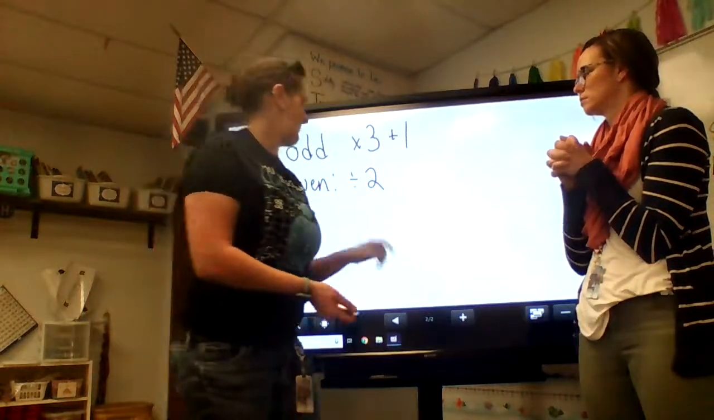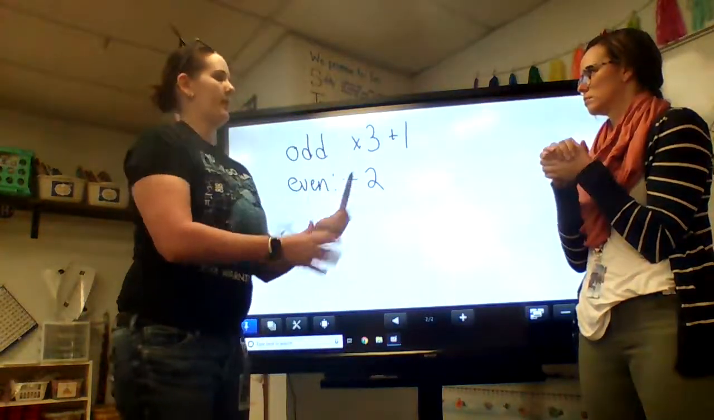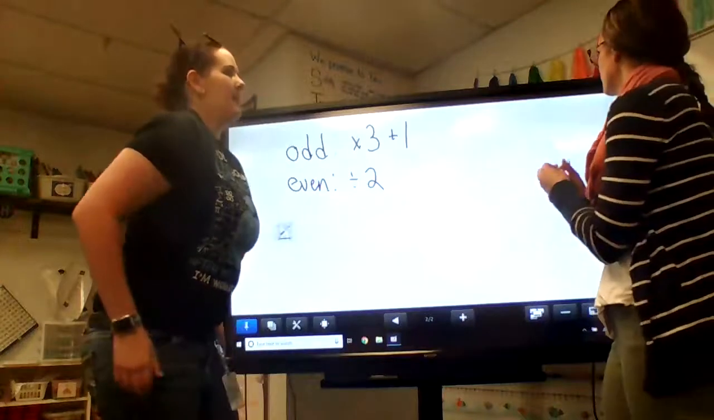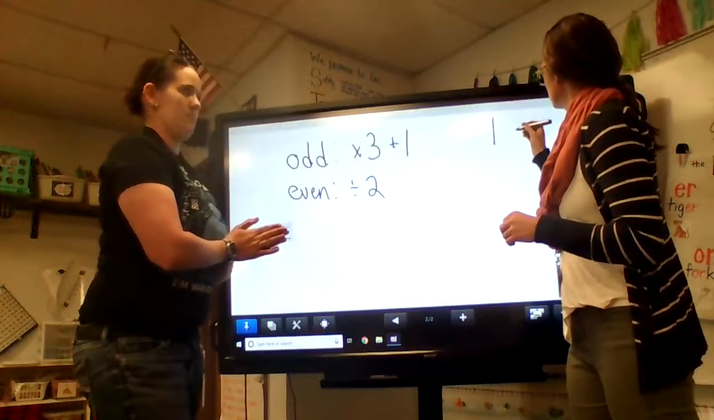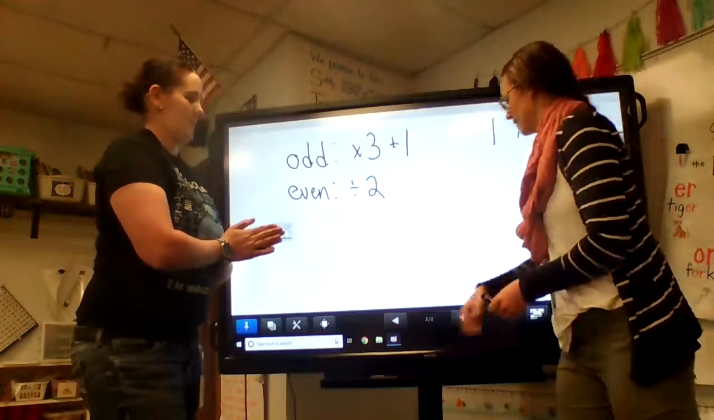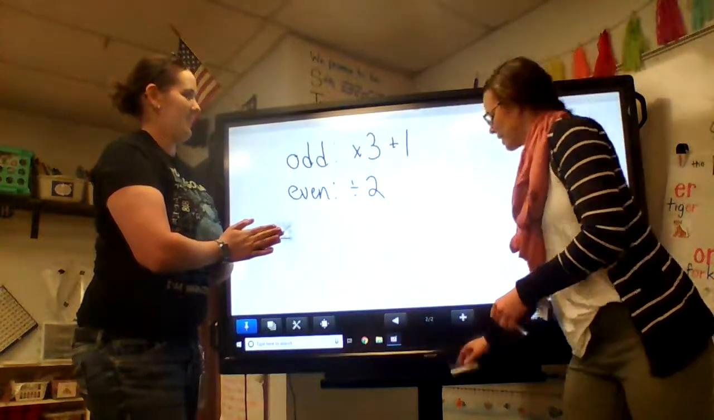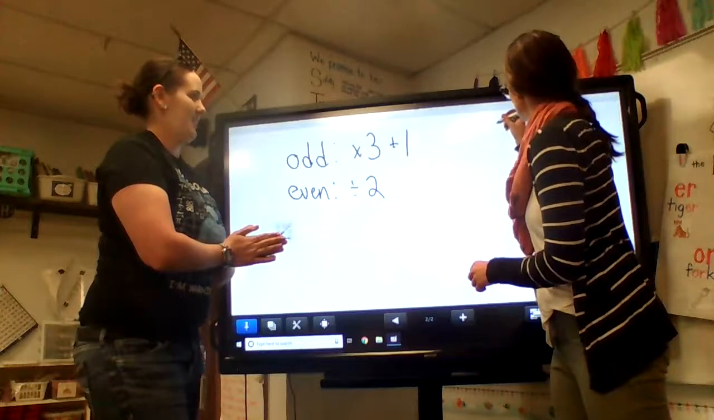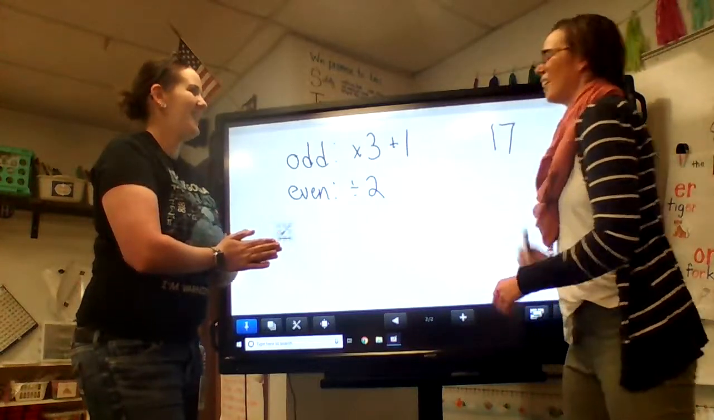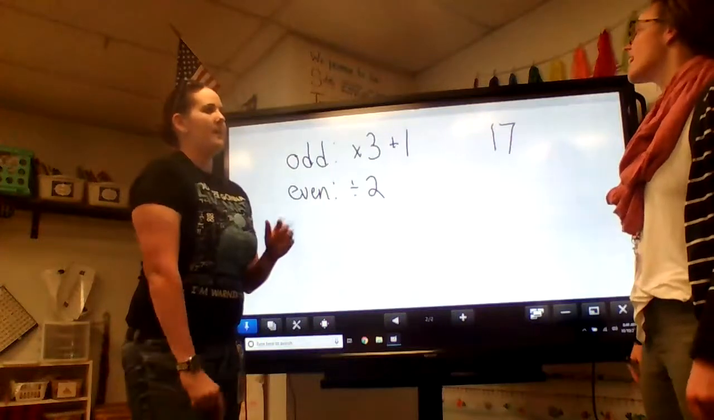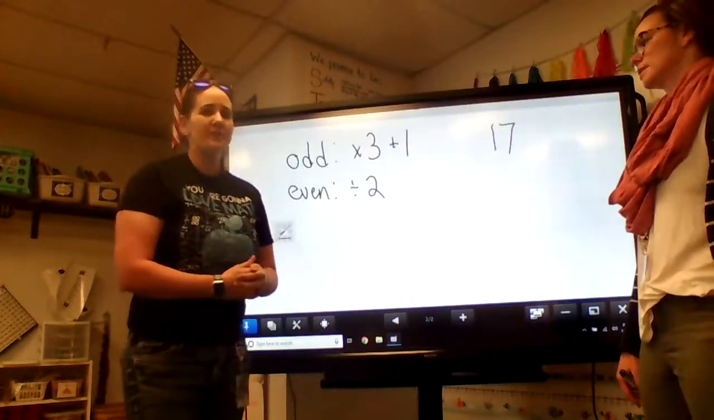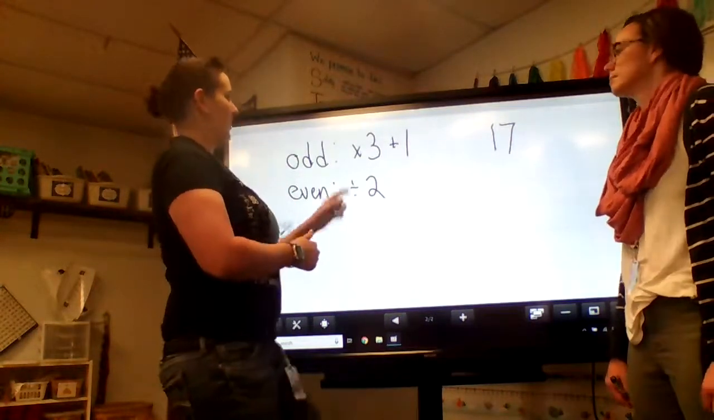So Ms. Diekman, what you're going to do is pick a starting number. My starting number is 17. Let me reiterate 17. There we go. So Ms. Diekman, is 17 an odd or even number? 17 is an odd number. It's an odd number because we know it's not divisible by 2. So what are you going to do?